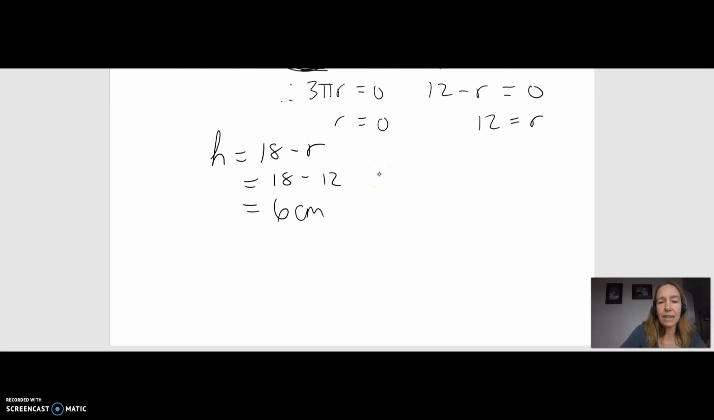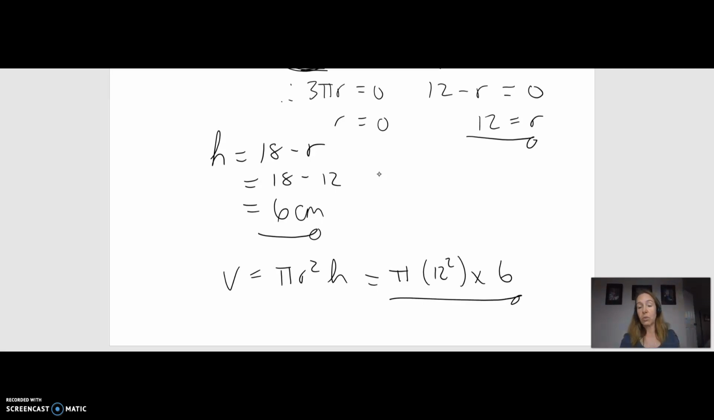H is 6, R is 12, and so my volume, which is pi r squared H, is going to be pi times 12 squared times 6, which you can put into your calculator and work out. 144 times 6 times pi centimeters cubed, because it's volume. There you go. Okay. So, hope that was helpful.